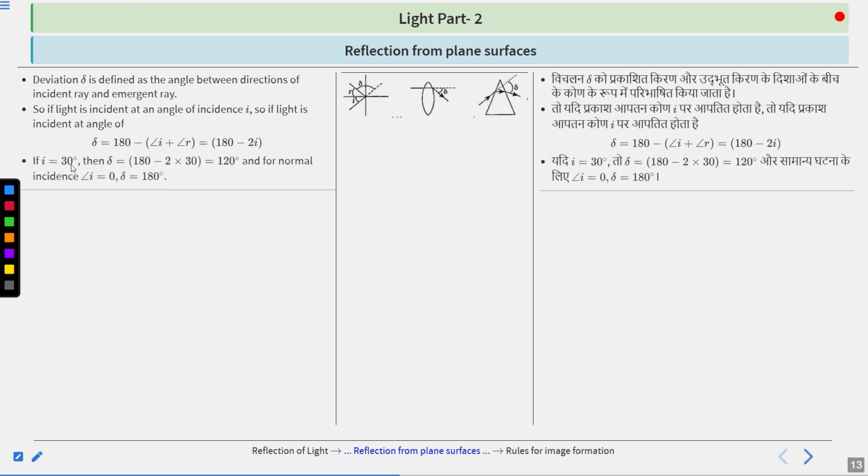If i is 30 degrees, then delta equals (180 minus 2 into 30), which equals 120 degrees. And for normal incidence, the angle of incidence equals 0 and delta equals 180 degrees.